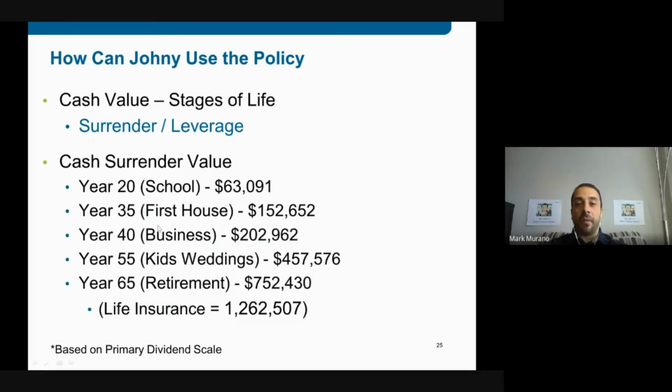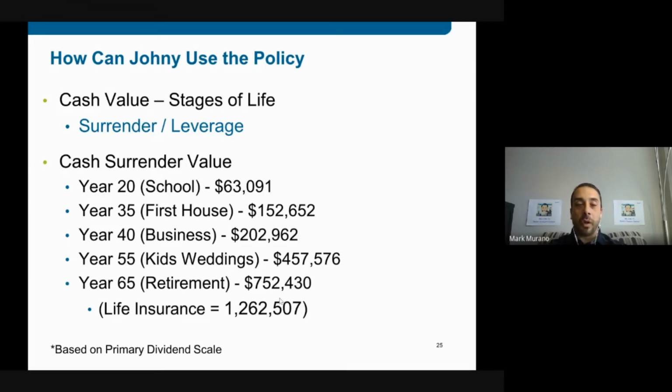If at year 35, he hasn't used his cash at all yet, he's now built it up or projected to $152,000, which could be used towards a first house. Maybe at 40 years down the road, he's trying to expand and open up a new business or an expansion of existing business. He has $200,000 of cash value in his contract. Year 55, he's got $457,000 projected cash value, which could be used to help his own kids potentially for weddings or their own schooling or whatever it may be. Age 65, if he hasn't touched his policy at all, is projected to have $752,000 worth of cash value at this point, which could be leveraged for retirement purposes.